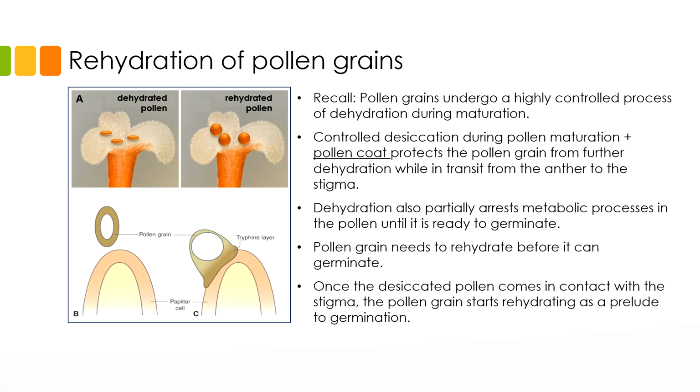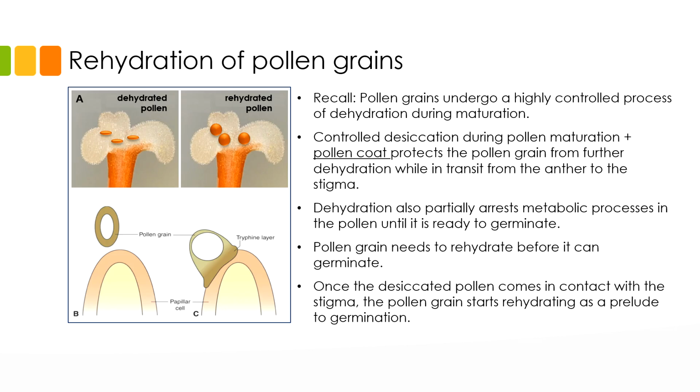So say, for example, we have successful pollination of a flower, meaning a pollen grain has successfully landed on the stigma. What is the first thing that needs to happen for fertilization to occur? First, the pollen grains need to rehydrate or absorb water.